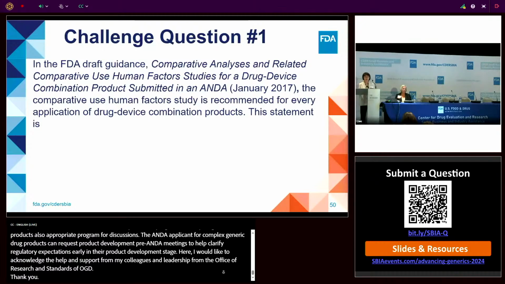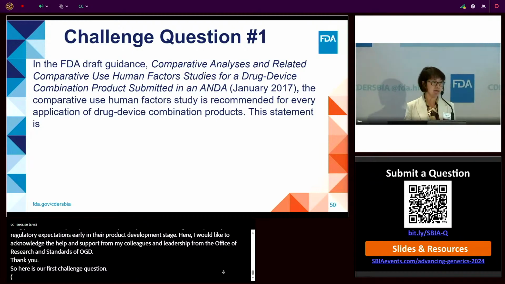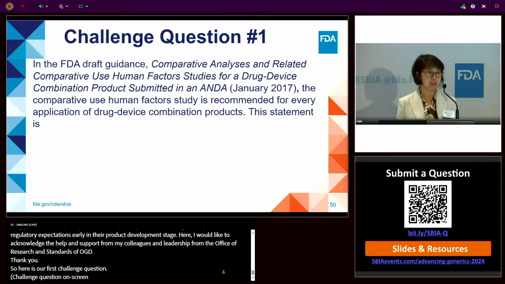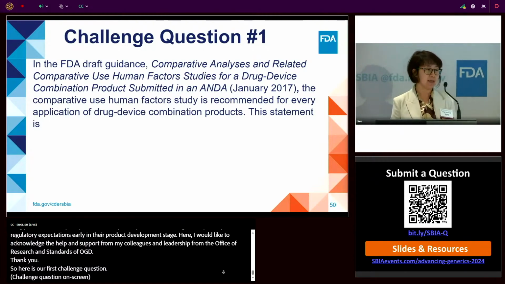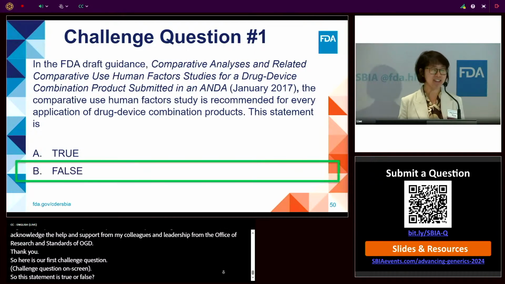So here is our first challenge question. In the FDA draft guidance, comparative analysis and related comparative use human factor studies for drug device combination products submitted in ANDA, the comparative use human factor study is recommended for every application of drug device combination products. So this statement is true or false? Yeah, it's false. That's good news.